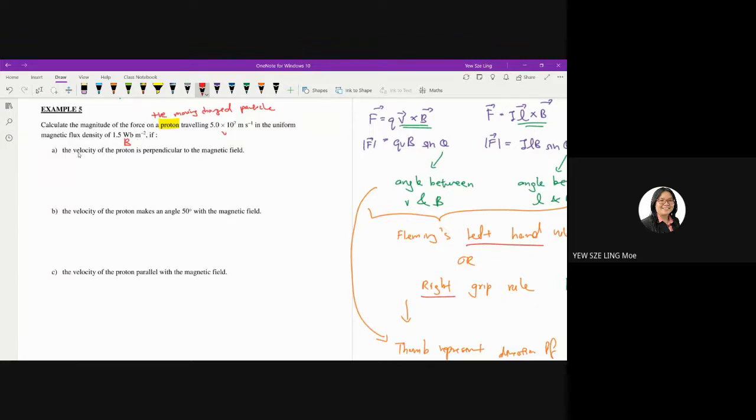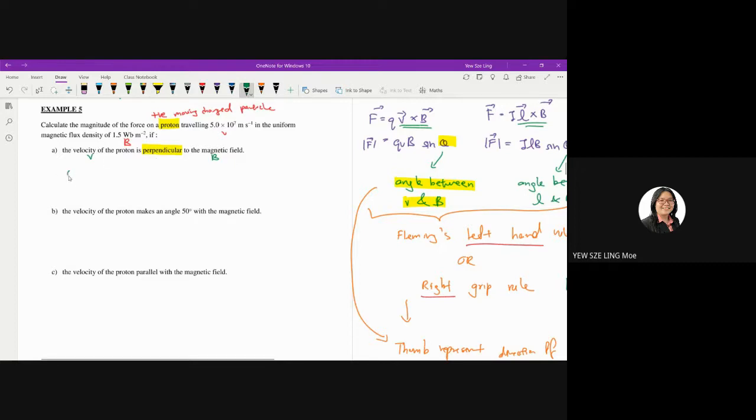If the velocity of the proton is perpendicular to the magnetic field, so now it tells you V and B are perpendicular to each other. So how do we determine the direction? Well, recall the things that we mentioned just now. Theta is the angle between V and B. So now the question tells you V and B are perpendicular to each other.